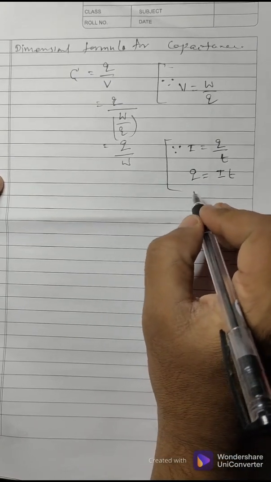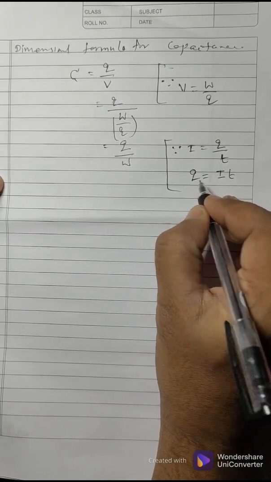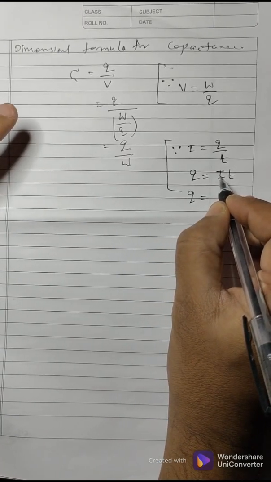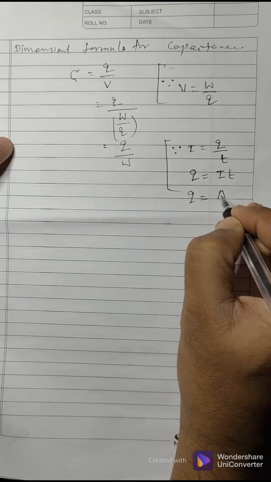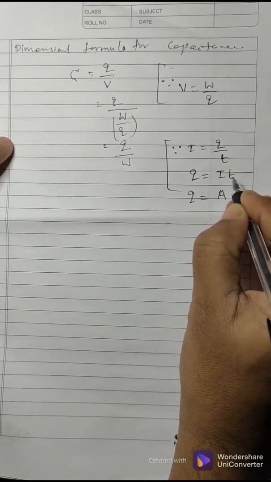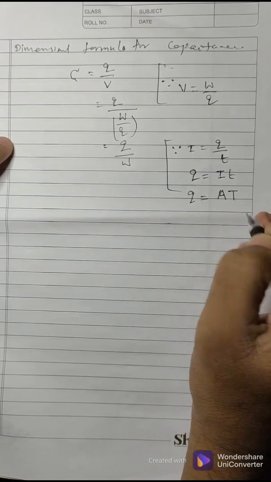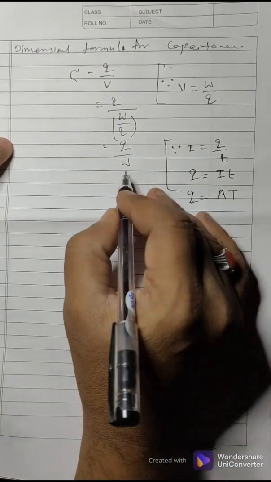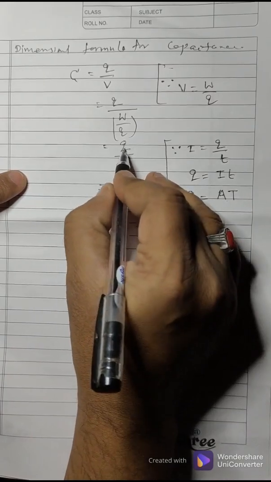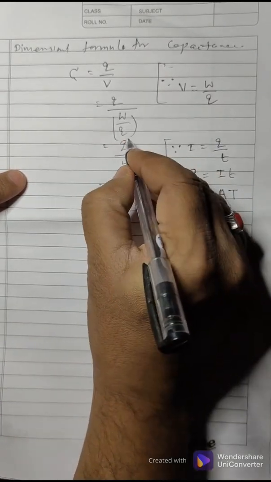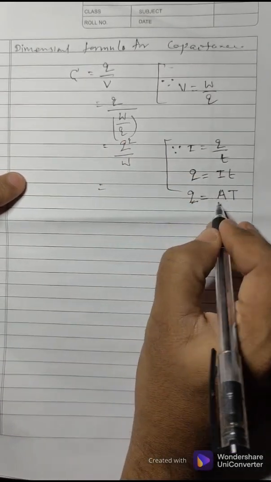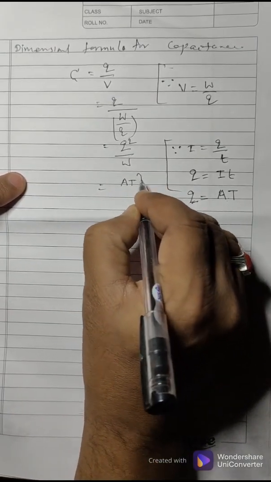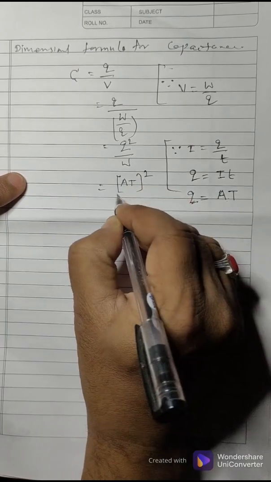In our dimensional formula, for charge, current is ampere, written as capital A, and T is time, so we write A into T. This is the dimensional formula of charge. Here Q squared by W, so instead of Q I will write A into T, and AT whole squared is the dimensional formula for the charge.